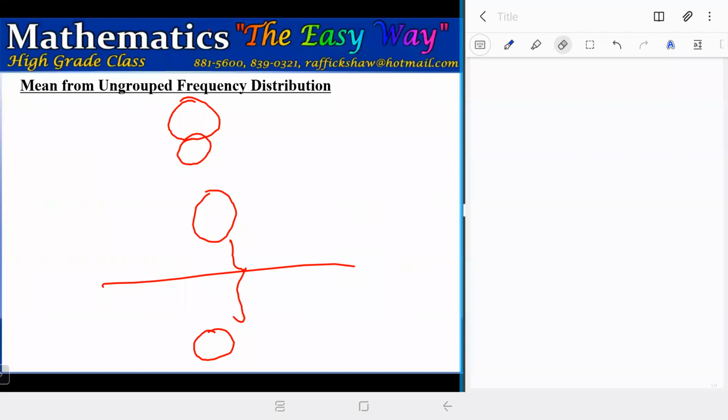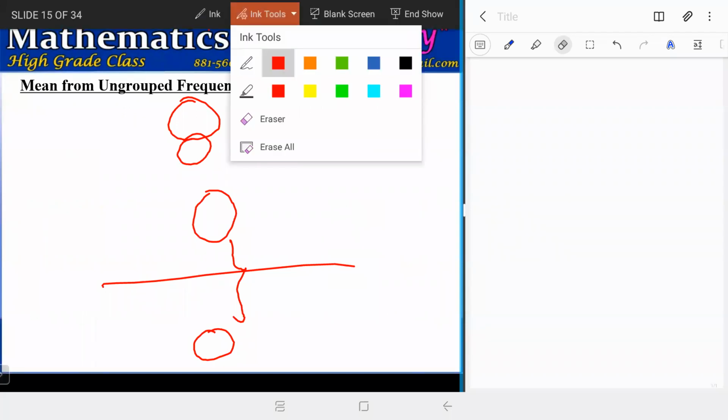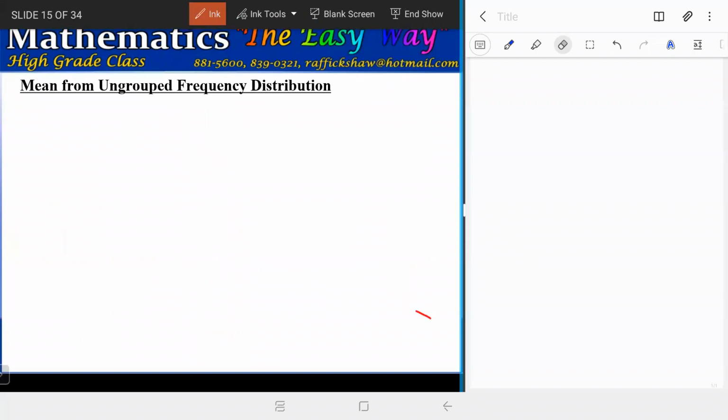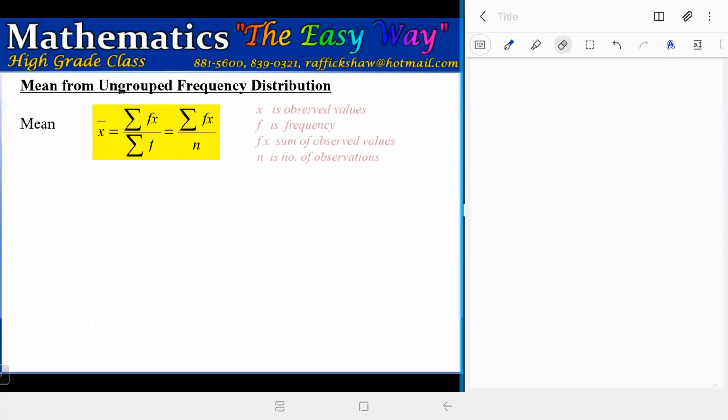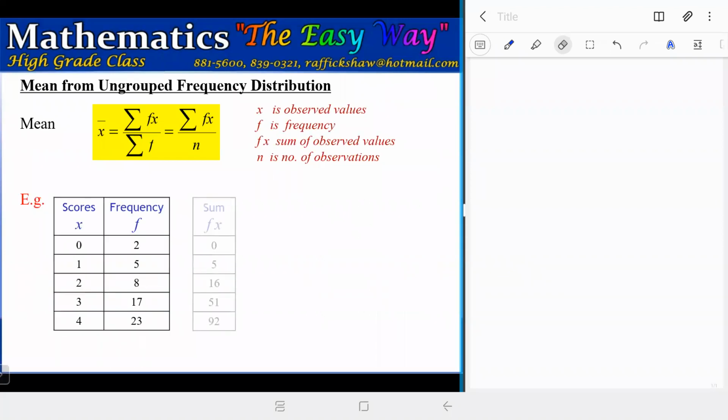All right. Let me clear the screen. So that's the sum formula: the sum of all the values divided by the number of values. The number of values is 55 and the sum of all the values is 164. In this case we divide 164 by 55 and get 2.98. Understand that? Yes, sir.